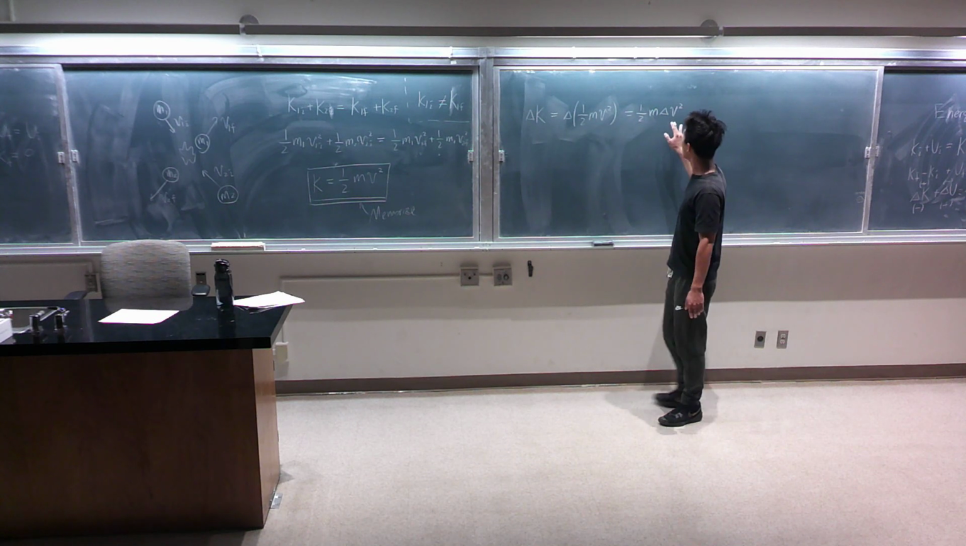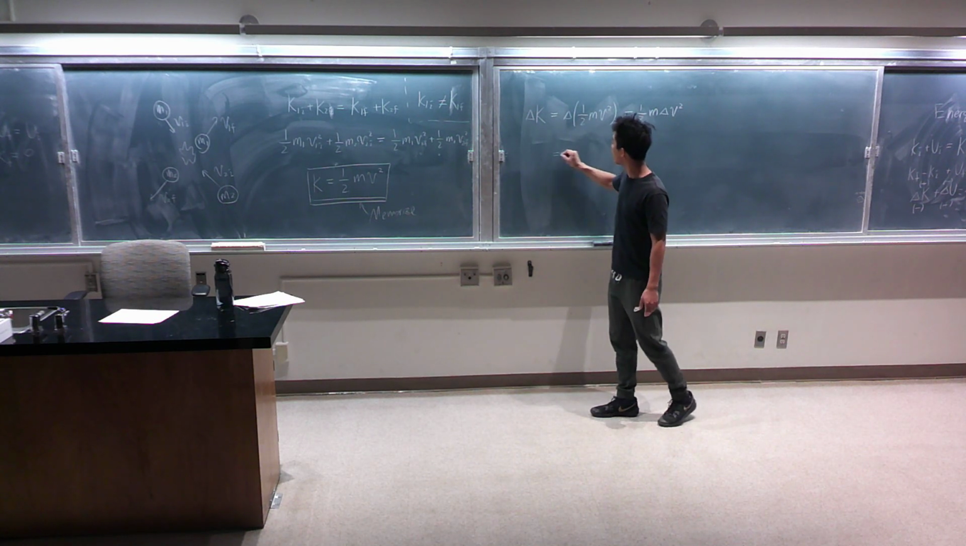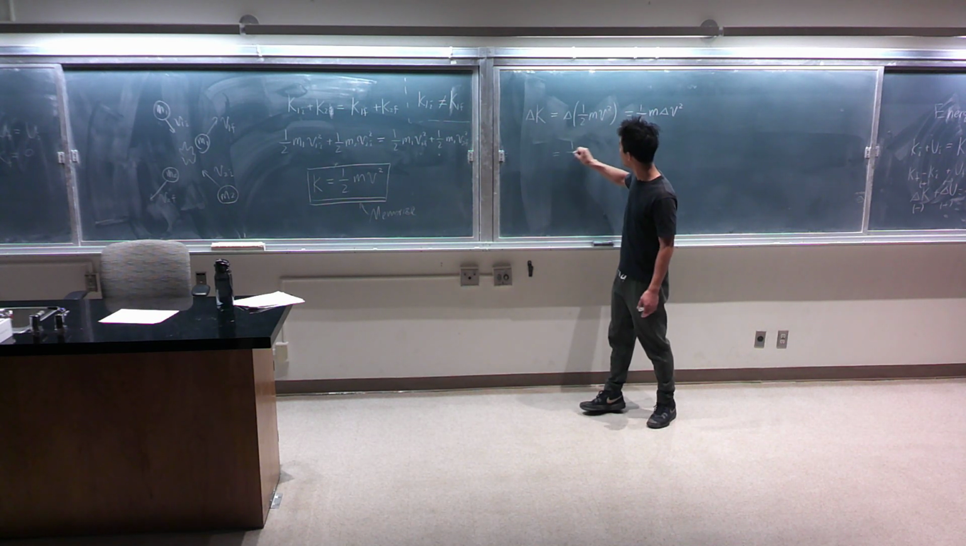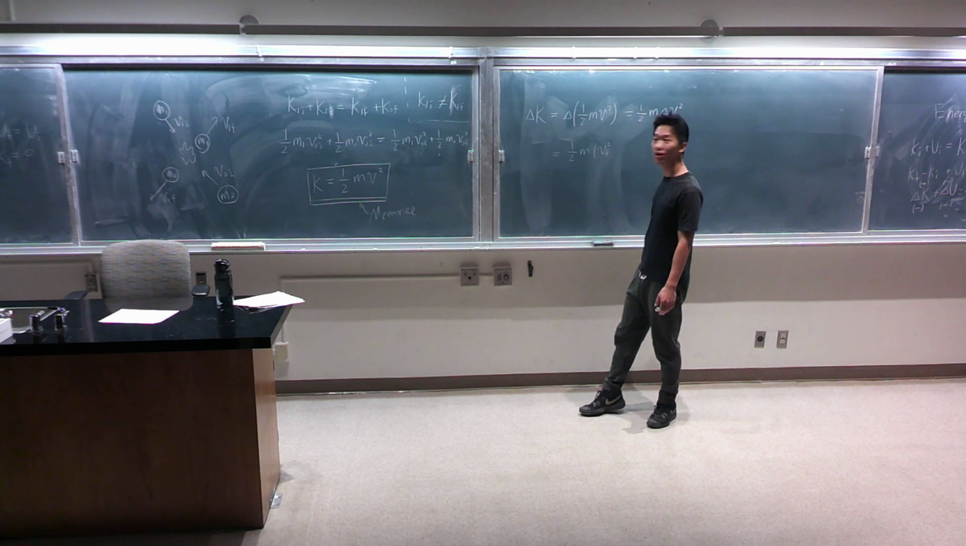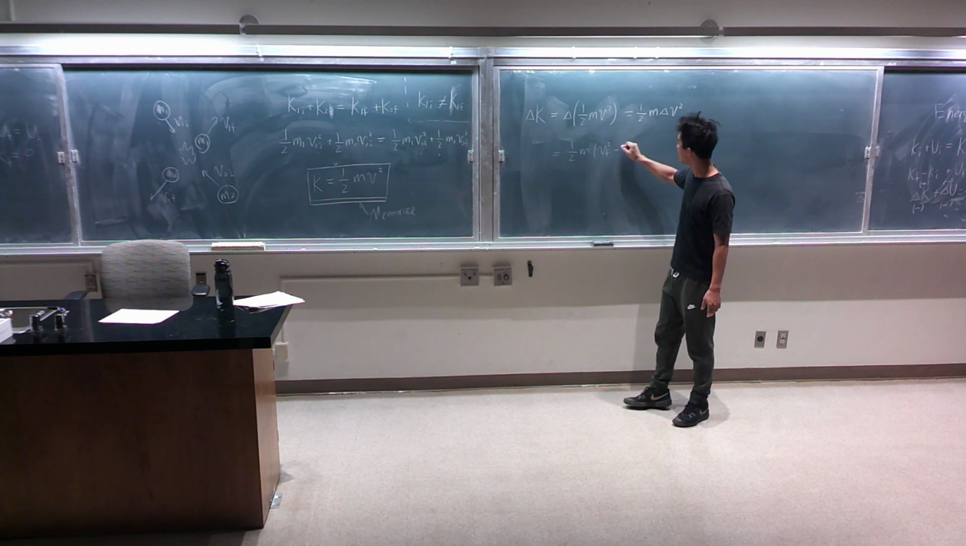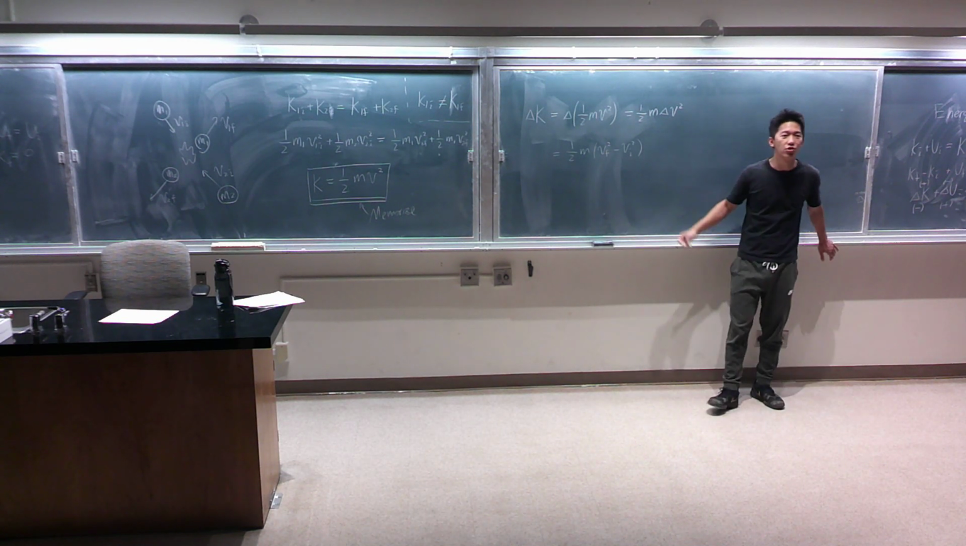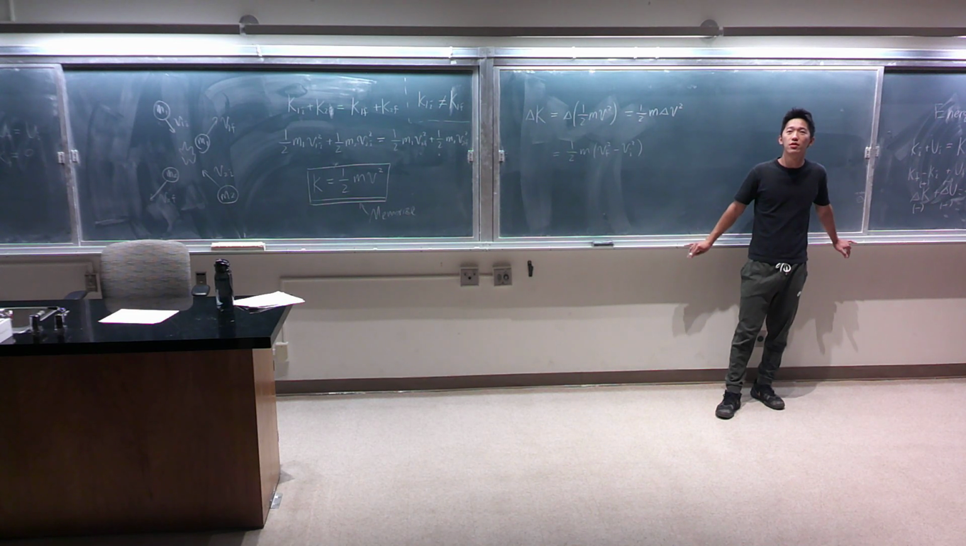So the change of velocity squared is final velocity squared minus initial velocity squared. That's what it means by the change of velocity squared, right?